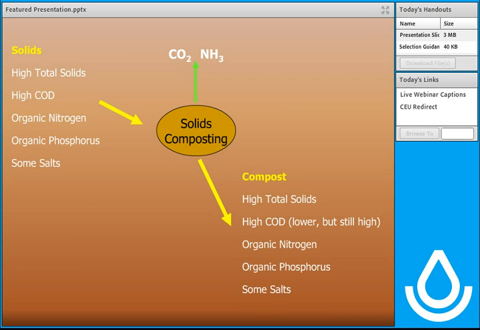This example showing the composting process shows that we're going to have some gaseous releases of both ammonia and carbon dioxide. Other items that could be listed here are pathogen and volume reduction. These might be things of benefit that the landowner is looking for in the overall process.